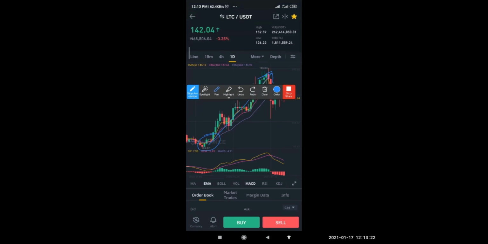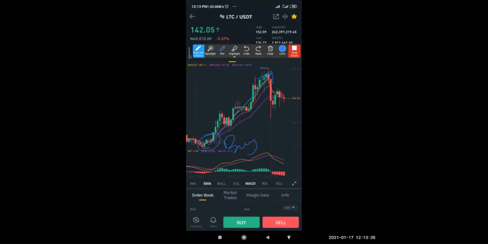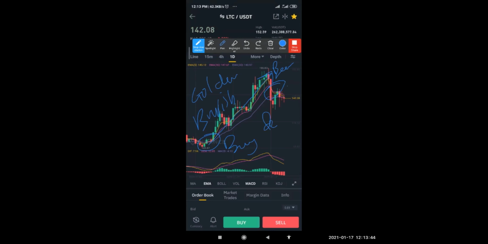So if you just know this, you can buy at this point and maybe ride along. And look at what happened at this particular place here. There is a crossover. This one is a bullish crossover, while this one is a bearish crossover. Or this one is a golden cross. This one is a death cross.